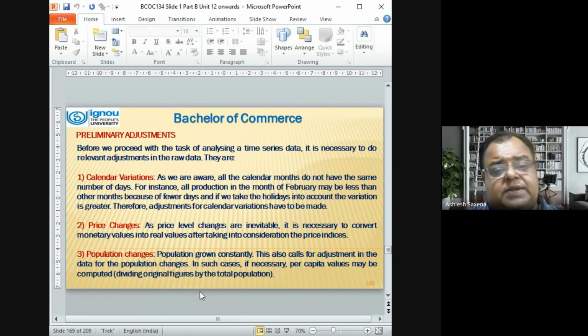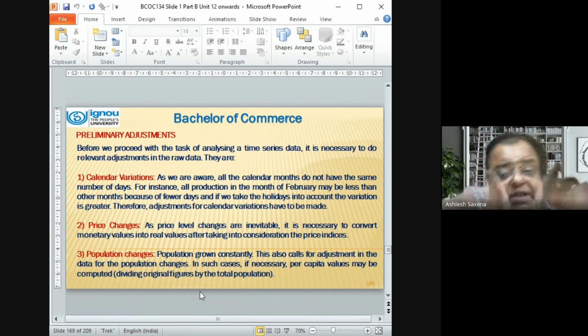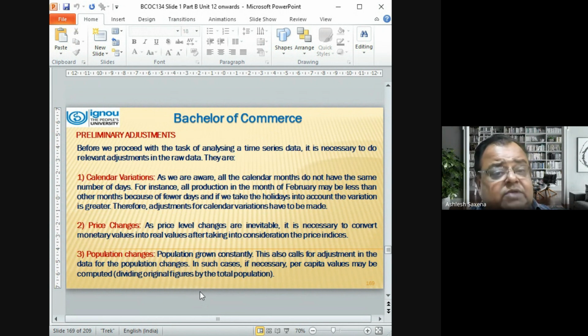Preliminary adjustments. Now, since the data has been procured, we have to consider different adjustments if they are required. Now the question arises, what are the different adjustments? Before we proceed with the task of analyzing time series data, it is necessary to do relevant adjustments in the raw data. First one is calendar variation.